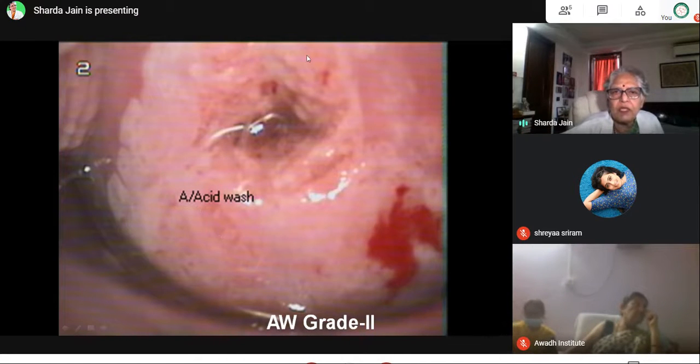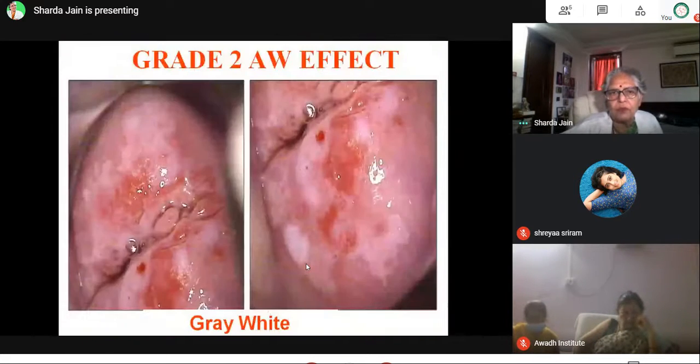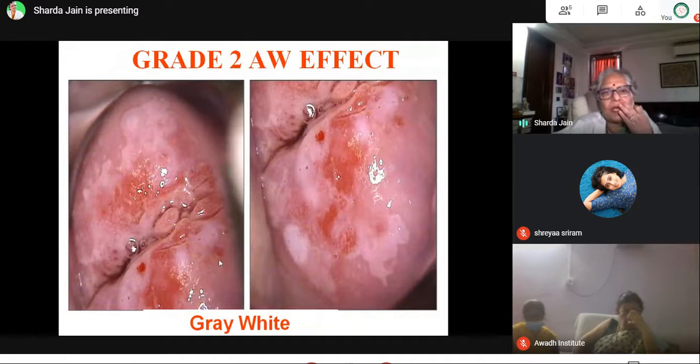Again, you can see this was when you applied acetic acid, all 4 quadrants of the cervix became white, and they became grade 2 opacity. It is not like an eggshell-white appearance yet, so it was grade 2, and the confirmation was also that it was a CIN2.